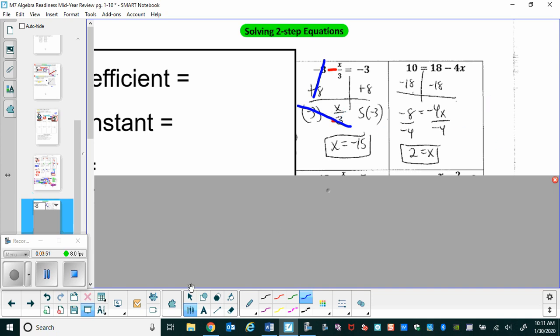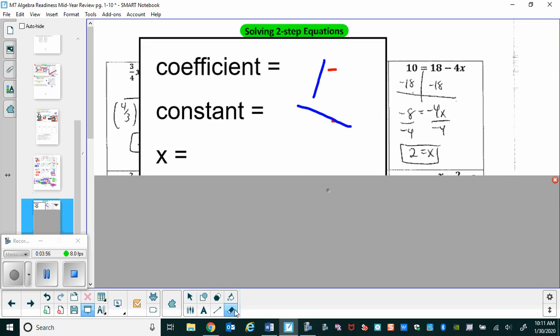Now for the last one, we are back to having a coefficient and a constant. So I can bring this back to identify. And for the coefficient, it's a -4. And the constant is this 18, the number all by itself.